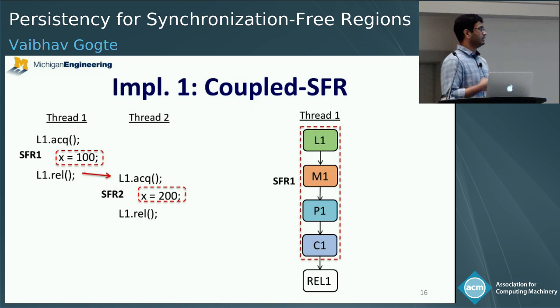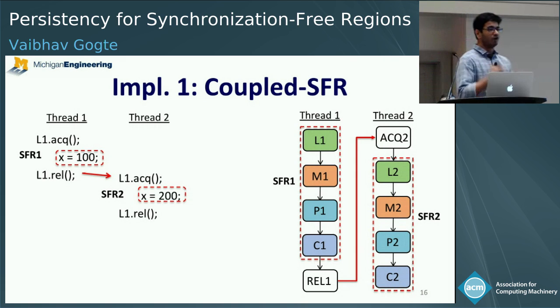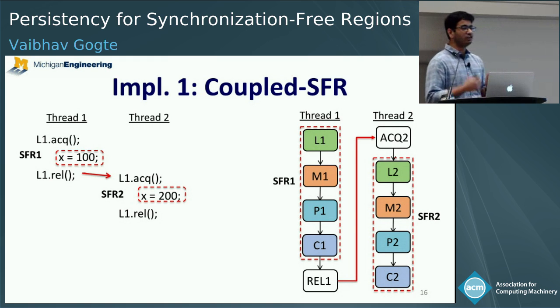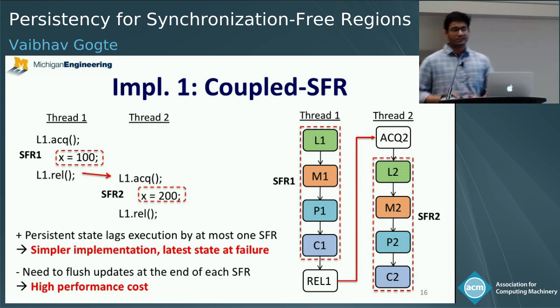To do that, we enable undo logging for each of the SFRs using the steps that I described in the previous slide. Also, we order these updates using synchronizing acquire and release. Since we perform all the four steps in undo logging, that is, we create the logs, perform updates, and flush and clear the log entries before we end the SFR, we ensure that all the updates within SFR1 are persistent in memory before we perform any updates within SFR2.